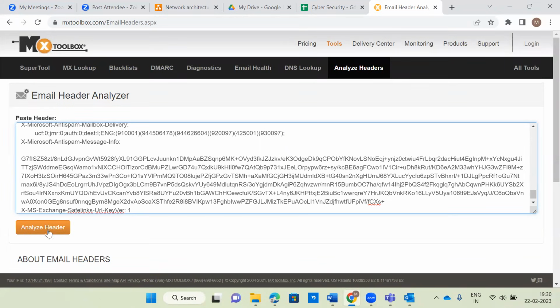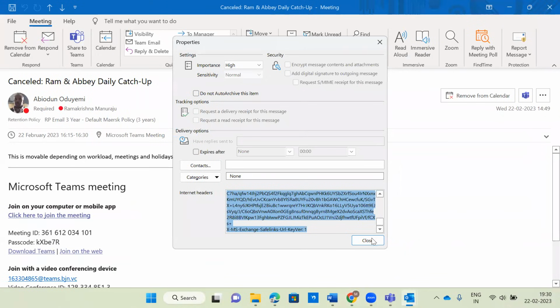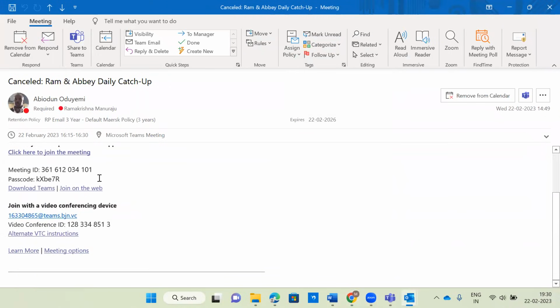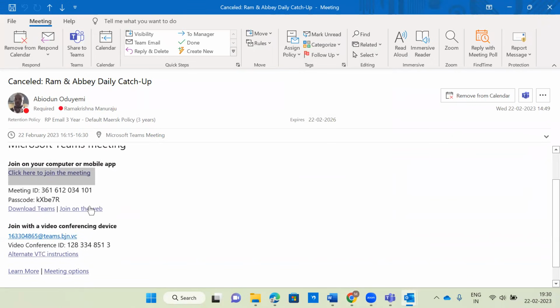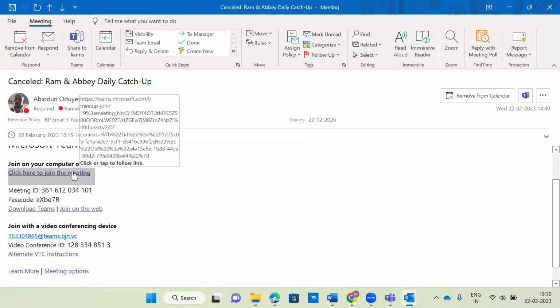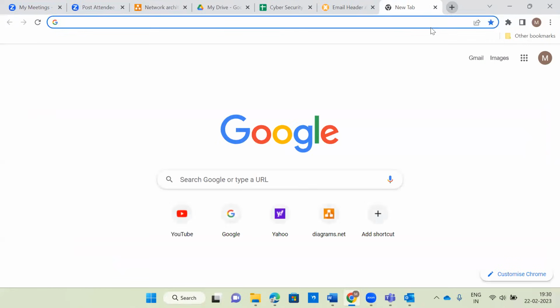In that email, not just the header analyzer and IP address, if any URL link is there, take this URL link, right-click, copy the hyperlink, and go to URL scan or virustotal.com.